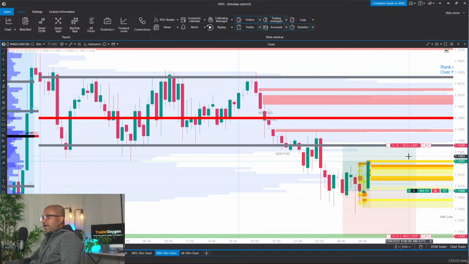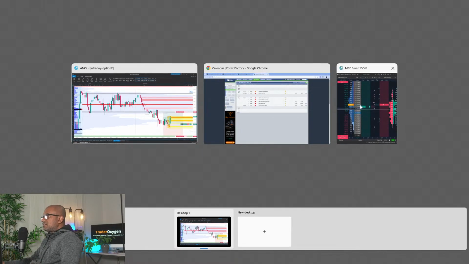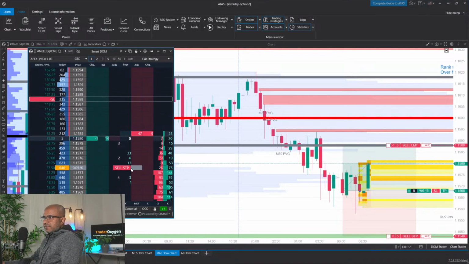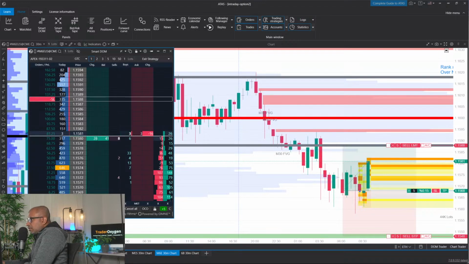So I just expanded this, and let's take the smart DOM. You can see in the smart DOM, the buyers have pushed the price up. You can see aggressive buyers have pushed the price up. That is why the price is pushing up over here. So aggressive buying happening right over here.